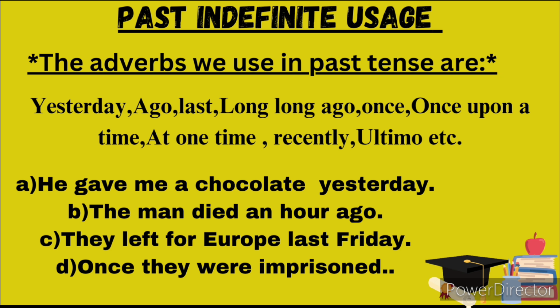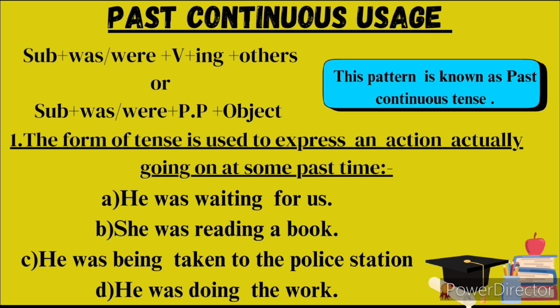He gave me a chocolate yesterday. The man died an hour ago. They left for Europe last Friday. Once they were imprisoned. These are the examples. Past continuous uses. The form of tenses used to express an action actually going on at some past time.